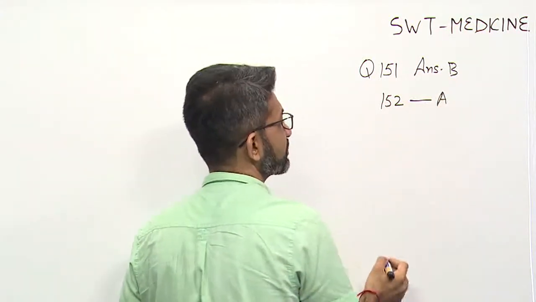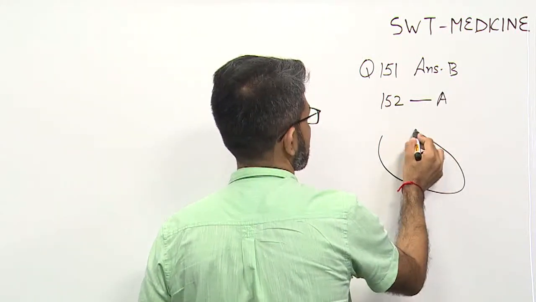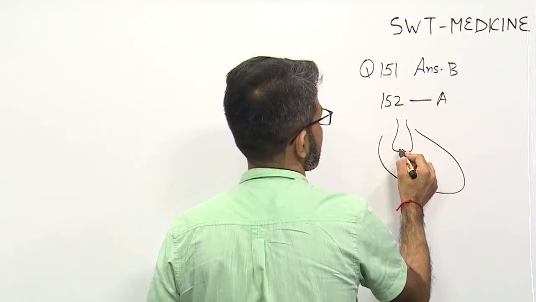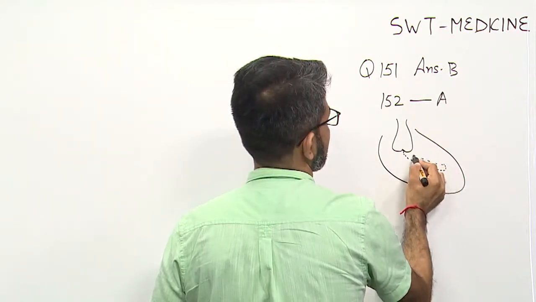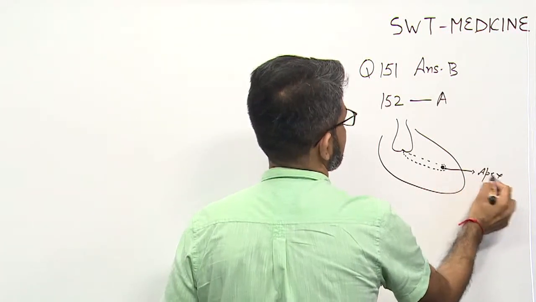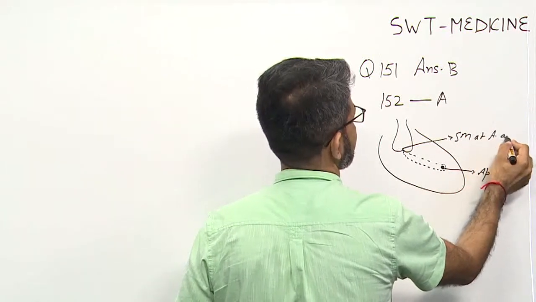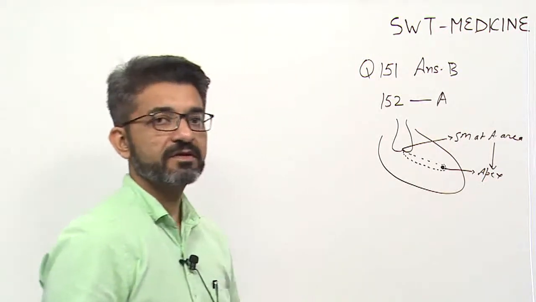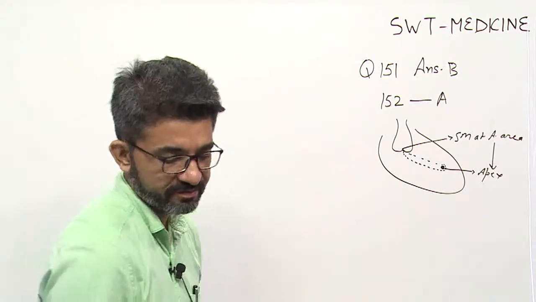What is Gallavardin sign? Basically, the murmur which is originating here is transmitted to the apex. So the systolic murmur at aortic area is transmitted to the apex and it is confused with a murmur of mitral valve. So this is Gallavardin phenomena.